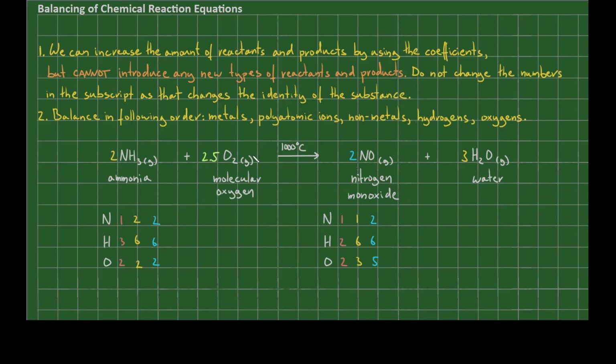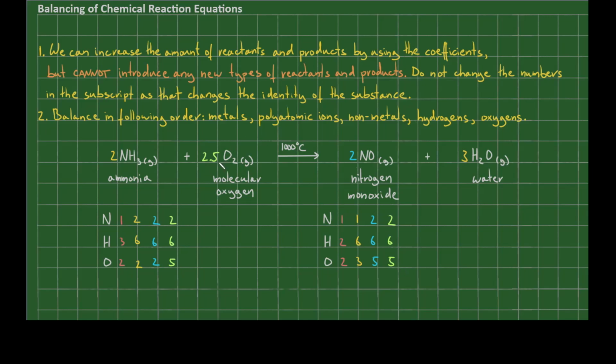As a result, on the reactant side, I have 2 nitrogen atoms, 6 hydrogen atoms, and 5 oxygen atoms, because 2.5 multiplied by 2 is 5. Nothing has changed on the product side, so I have 2 nitrogens, 6 hydrogens, and 5 oxygens. From a mathematical point of view, everything is balanced. However, in chemistry, when it comes to chemical reaction equations, we like to deal with whole numbers.